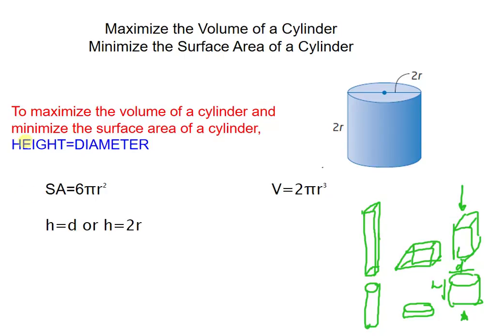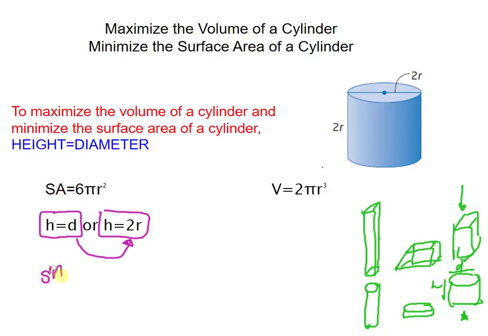So a little bit about this. Height must equal diameter. That means height must equal 2r, because remember, diameter just equals 2r. So these are the same formula right here. I'm going to show you where we actually get this.